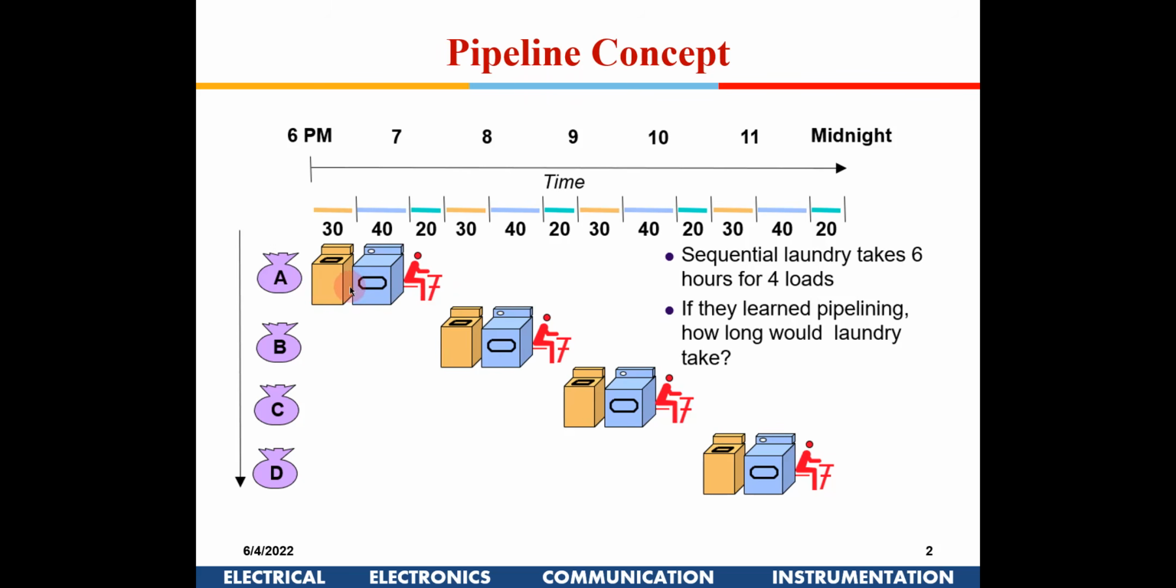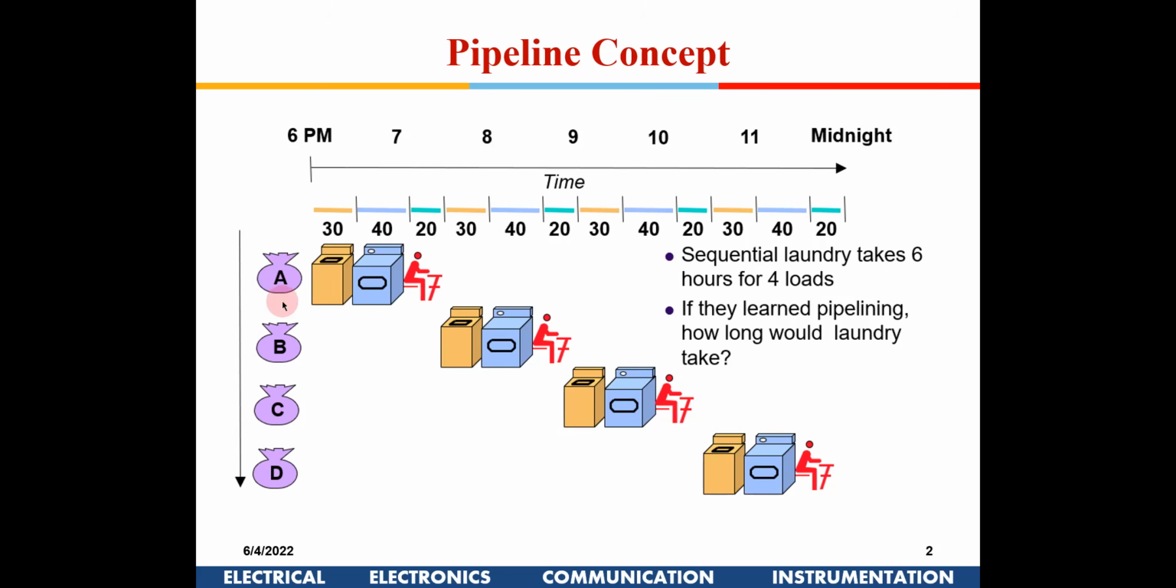Now these are three different activities. First, the clothes need to be washed, so you will have a washing tub, and then a dryer where the clothes will be dried after washing, and then there will be a person employed who would fold and press them. Now suppose the time taken for each of these activities is 30 minutes for washing, 40 minutes for drying, and 20 minutes for folding and pressing.